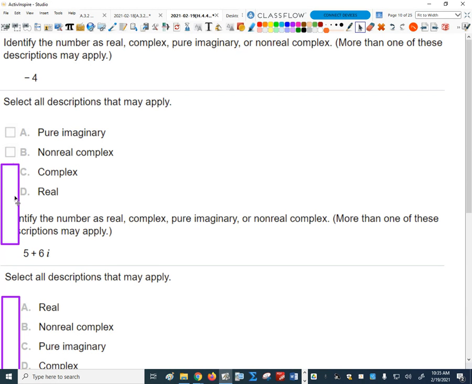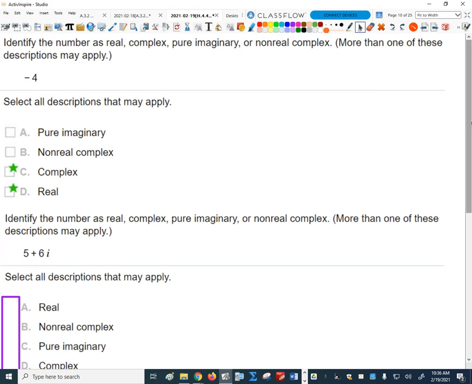Is it complex? Thumbs up or thumbs down? Yes, it is, right? How come it's complex, Rebecca? Because it can be put in that form of a plus b times i. It is. It can be put in that form. And in fact, every number is complex. So that's always going to be a checked box for us, isn't it? Every number is complex. So that one's checked. Is it real? Thumbs up, thumbs down? Yeah, pretty obviously -4 is a real number, right? It's an integer, which is a subset of the real numbers.